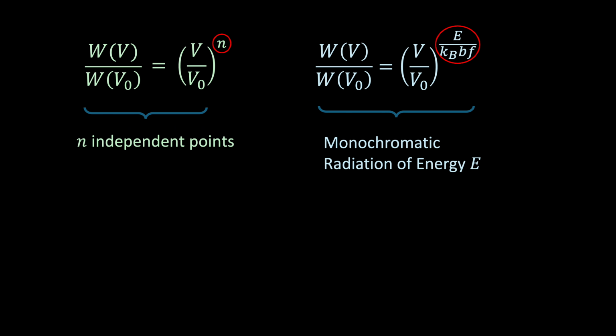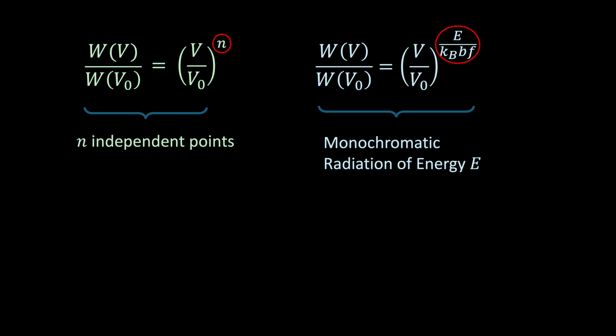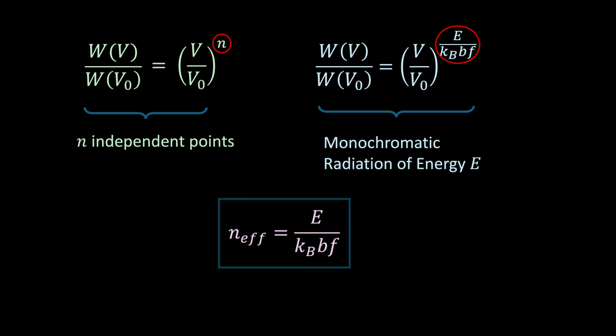So here Einstein makes his interpretive step. In his words, monochromatic radiation in the Wien regime behaves as if it consisted of independent energy quanta. In other words, the radiation is behaving as though it were comprised of an effective number of independent quanta given by the relation n equals E divided by kBF, just by comparing the two exponents, where here nf refers to the number of independent quanta.